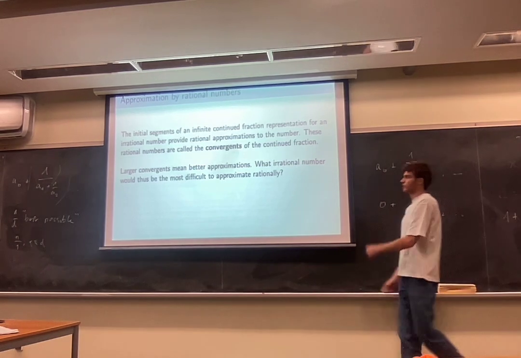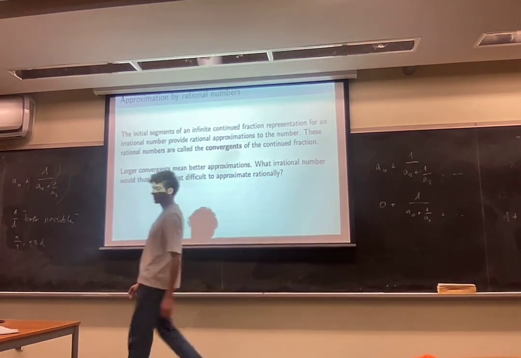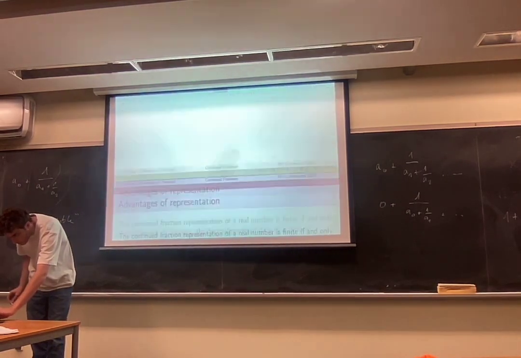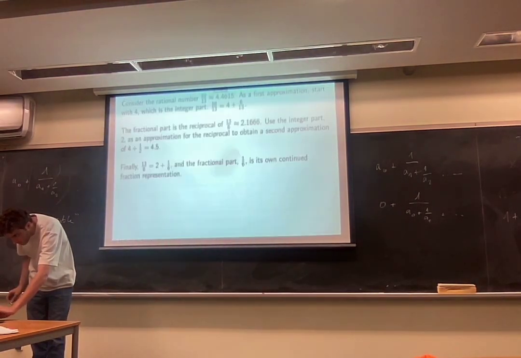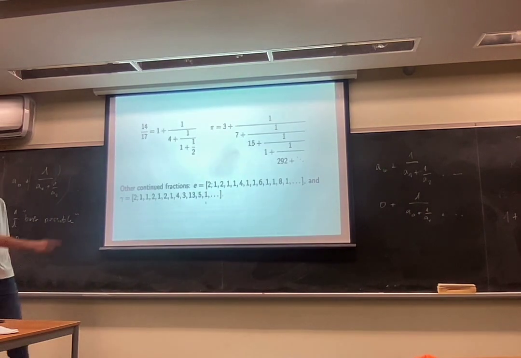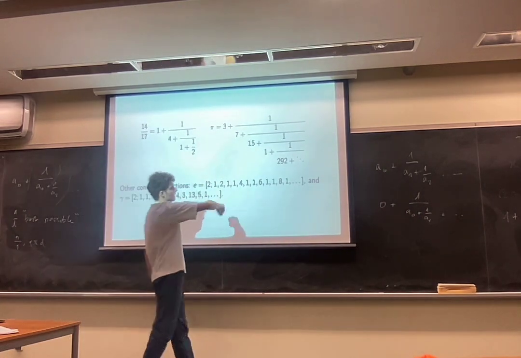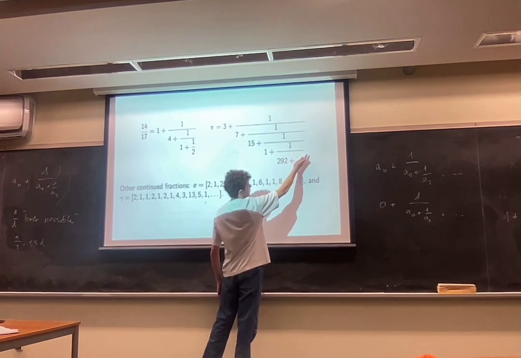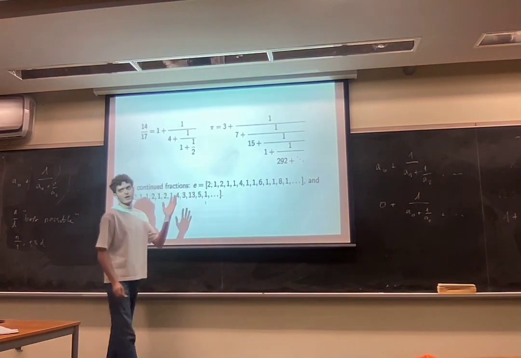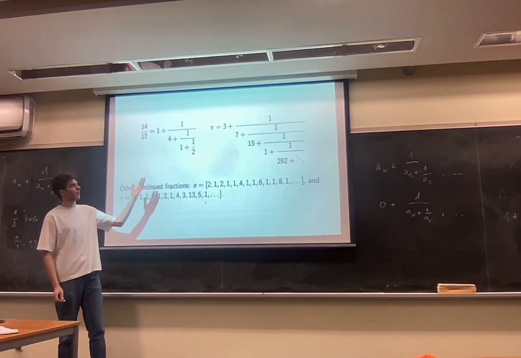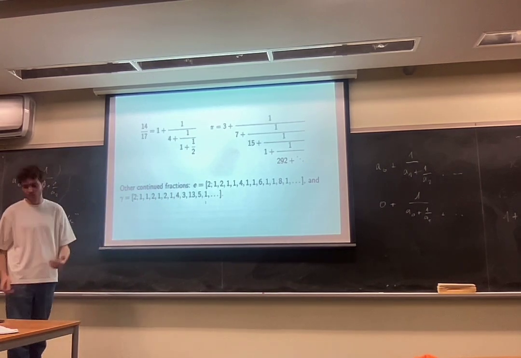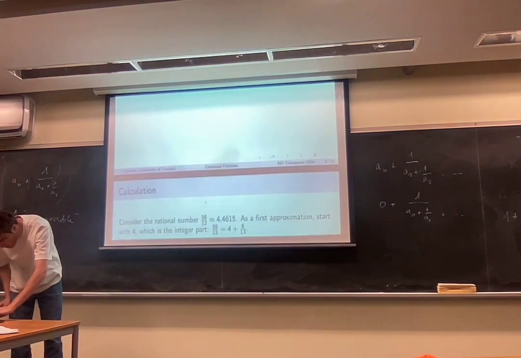If you remember earlier, when you looked at the continued fraction representation for pi, you see that there's a 292 here in the denominator, which means that if we truncate our continued fraction at this convergent here, we are very, very close to the value of pi that we want, and we don't really need to look at more terms in our continued fraction. And that's why pi as a number can be very well approximated by rational numbers.